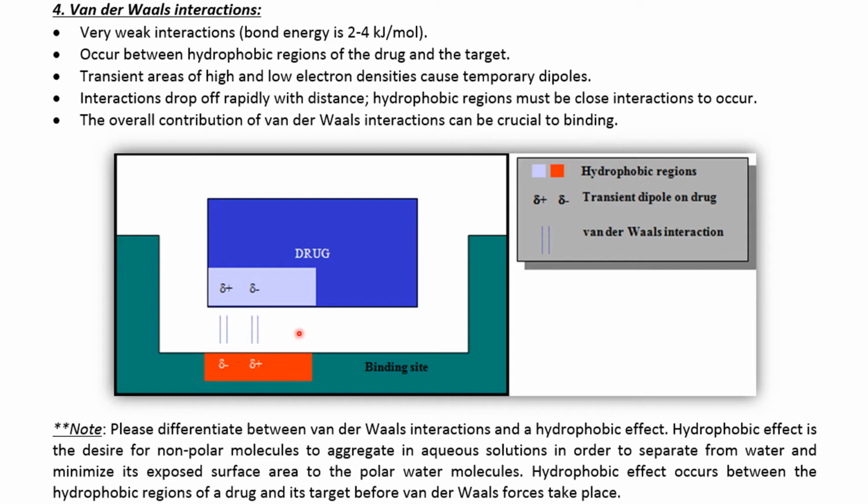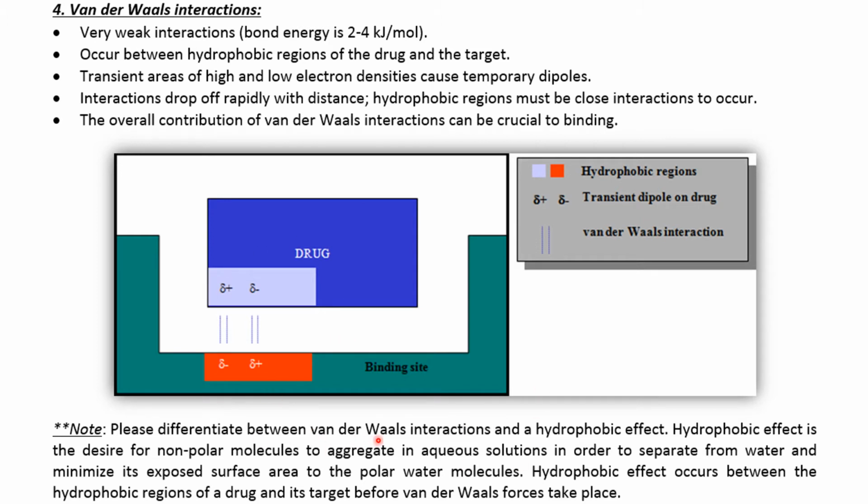As you can imagine, these van der Waals interactions require that the hydrophobic regions be very close to each other, so they depend on the distance. If the distance is large, the van der Waals interactions will not occur. Although the van der Waals interactions are very weak, they are very crucial to the binding process because of the cumulative effect of the overall van der Waals interactions from the drug and the binding site, from different parts of the drug and the binding site.